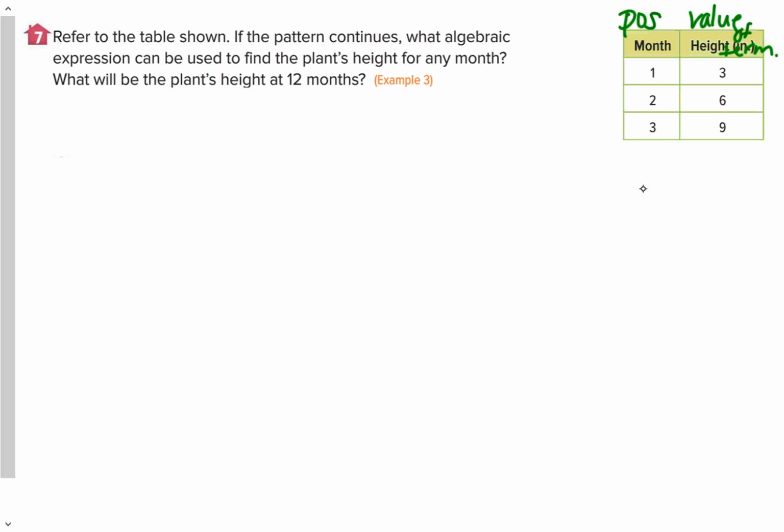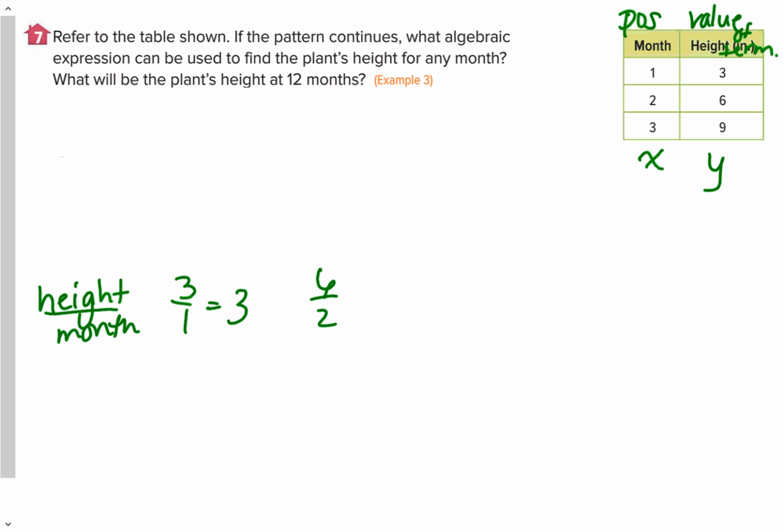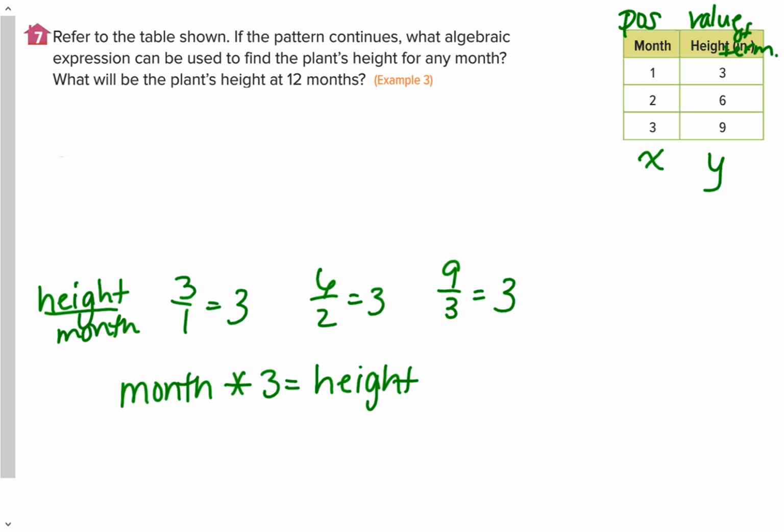So this is kind of like what we learned in some previous lessons where we found the ratio. So height over month. 3 over 1, that equaled 3. And then 6 over 2, that equaled 3. And then 9 over 3, that also equaled 3. So basically what we did was we took the month, we multiplied it by 3, and that's how we got our height. So we can just basically say that it's 3 times the number of months. So 3n would be our expression.